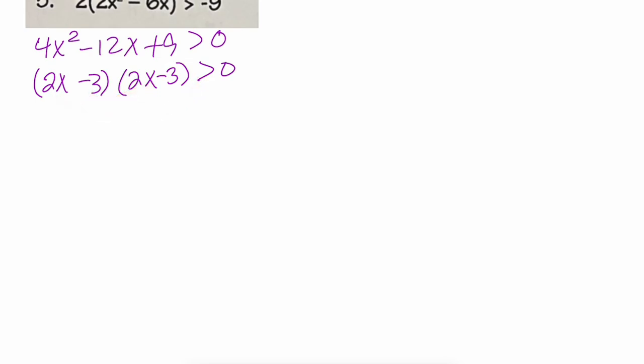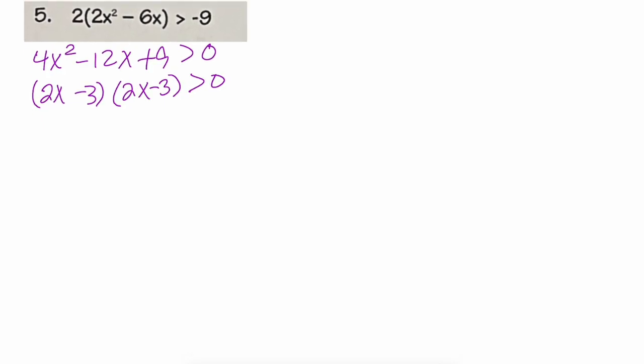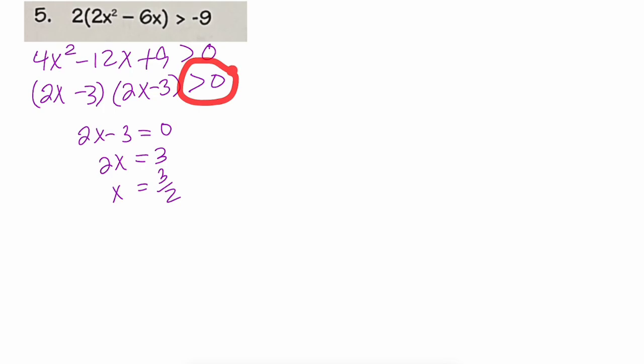Now we only have 1 zero. That is where 2x minus 3 equals 0. So if you set 2x equal to 3, you get x equals 3/2. Now remember, if our symbol includes the equal to, we're going to close in the dot on our plus or minus chart. Since it does not, we are going to leave it open. So we're going to draw our number line, and we're going to put an open circle on 3/2.